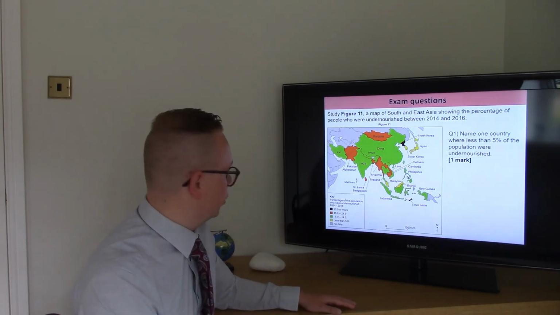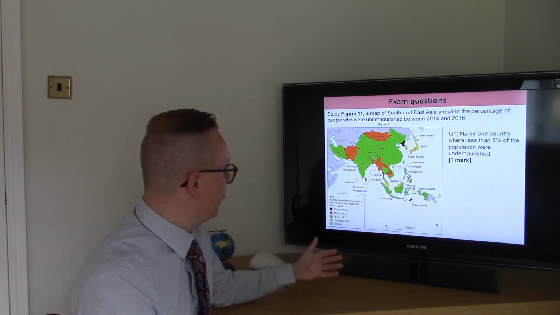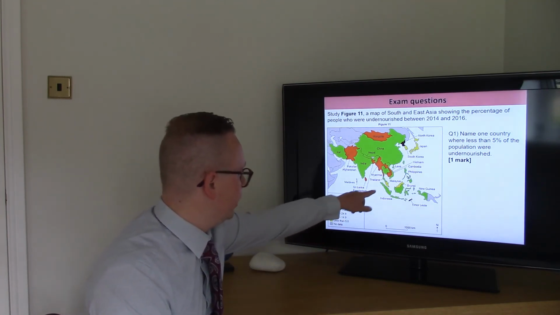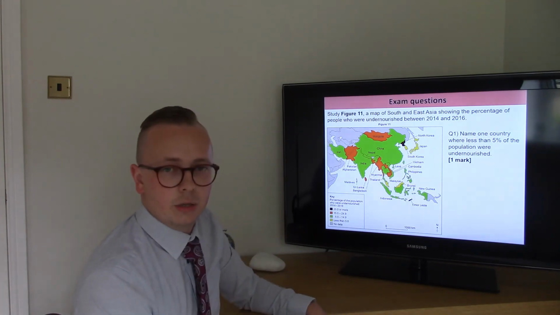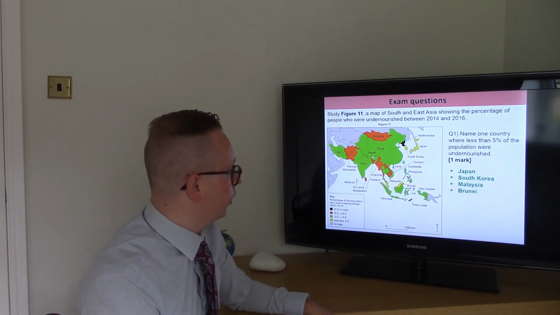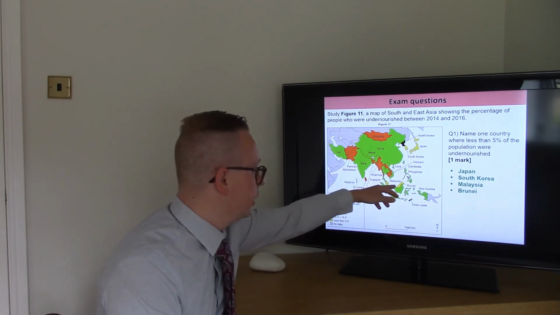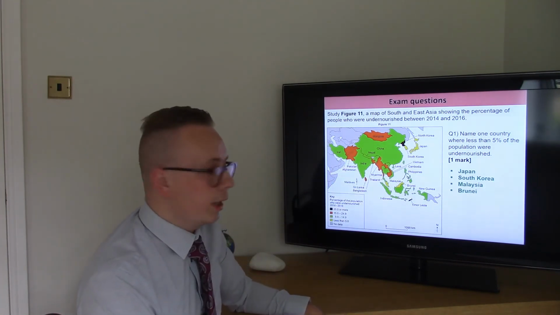based on the data question, so we need to be able to use our key. Less than 5% undernourishment is yellow, and we've got a selection of countries on here that are yellow, so we need to read one of those off and write one down. You could have had Japan, South Korea, Malaysia, or the small country of Brunei.